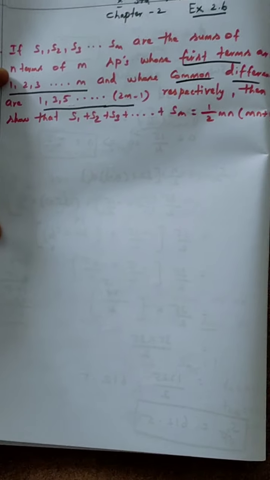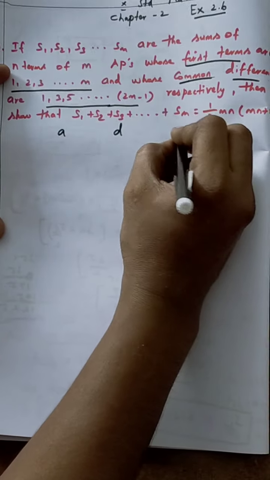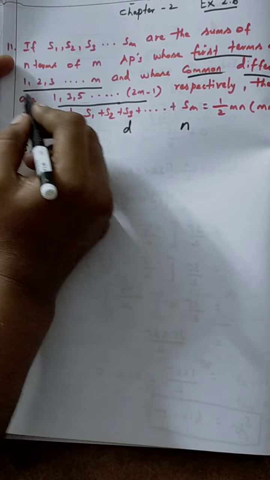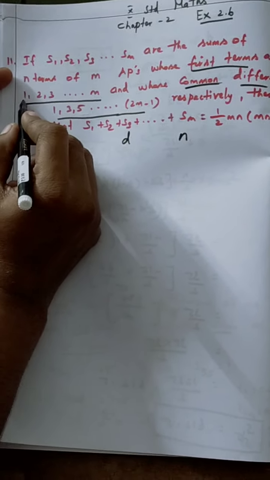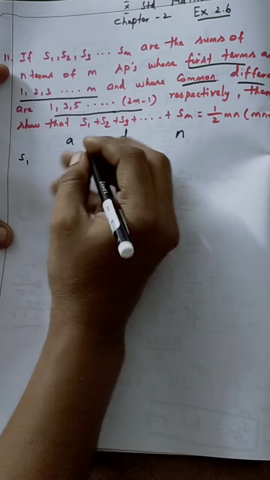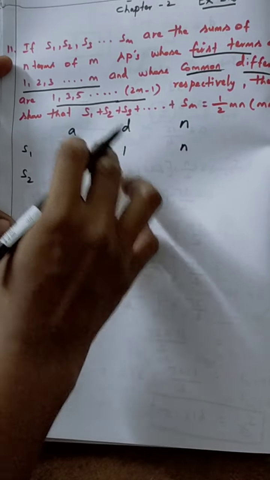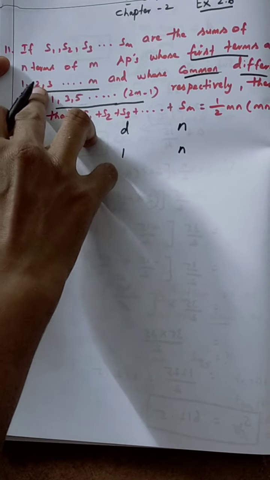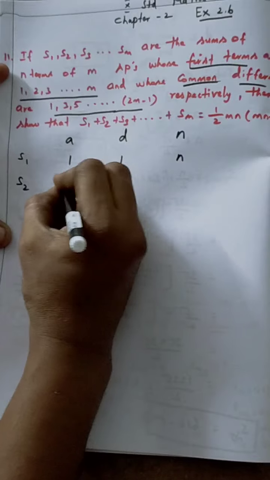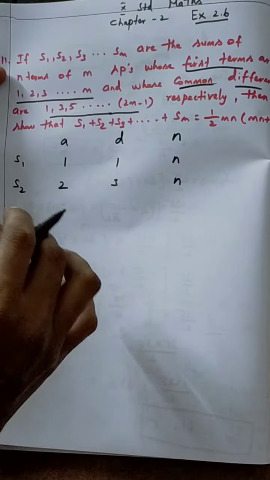So what are the values given? The first term, the common difference and the number of terms are given. First is S1: the first term a equals 1 and the common difference d equals 1, and the number of terms is n. Next is S2: the first term is 2, the common difference is 3, and the number of terms is n.